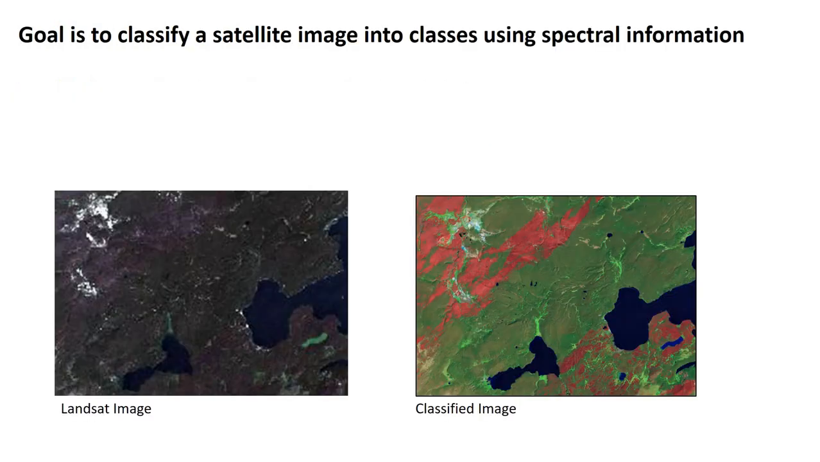So just to set the stage, what are we trying to do in general? Our goal is to classify a satellite image into classes using spectral information. So this is a Landsat image. It's a multi-band raster with a different band collected in each wavelength of light. Our goal is to take this Landsat image, essentially a bunch of different numbers, and actually 5 replicate sets of numbers, and turn it into a classified image in which each surface type is assigned to its own class. So water is a class, burned areas might be a class, and so on.